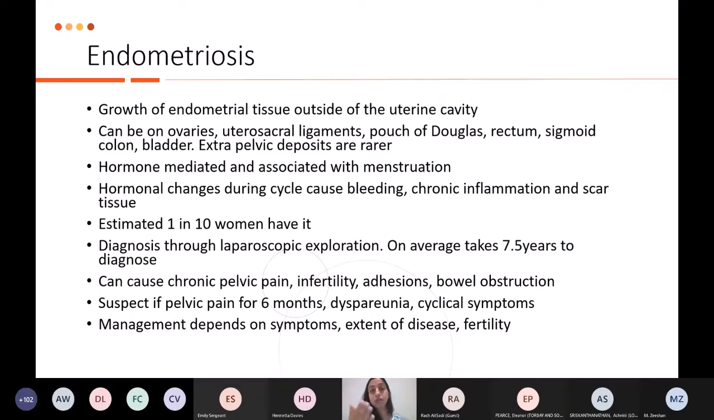Obviously, if she's trying to conceive, then you wouldn't start her on a hormonal pill. You would refer her to a fertility specialist. And if you're having difficulty with treating it with your first line management of what you've tried on the hormone side of things, then that would be a point where you would refer on to gynae as well to give you some more advice.